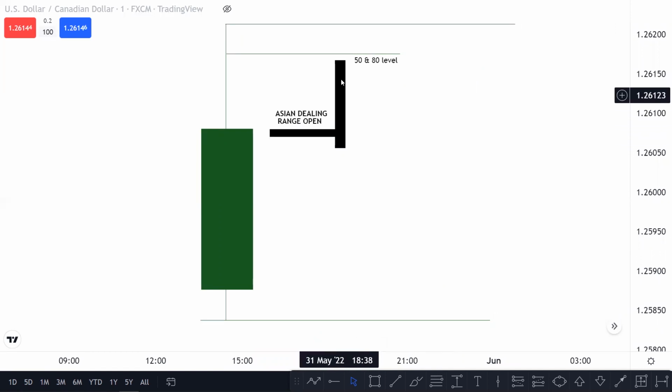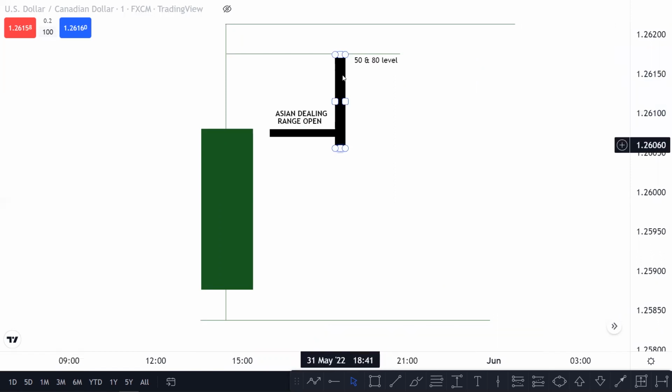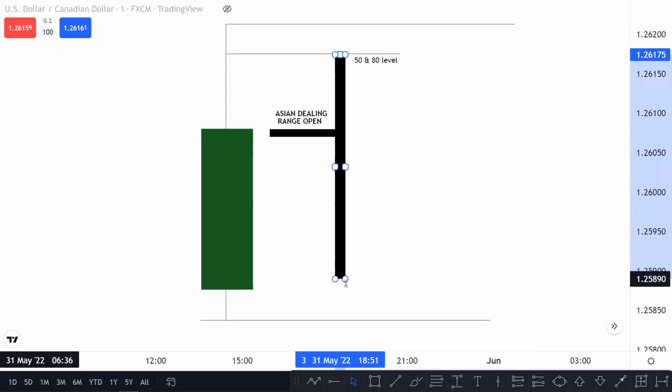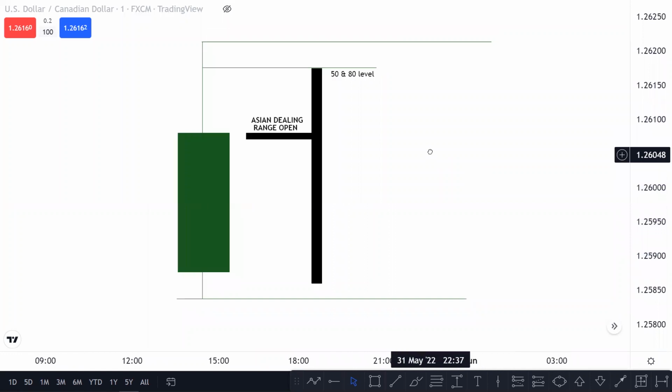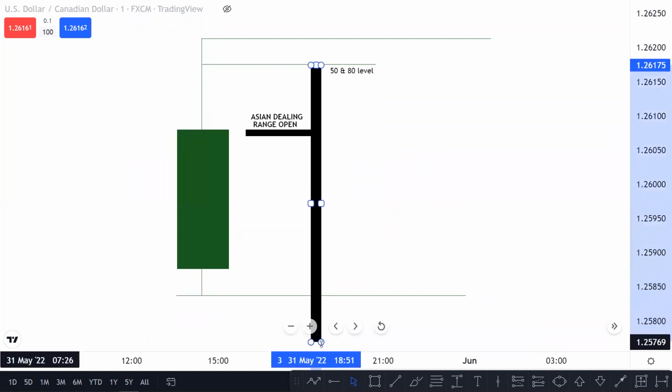I am looking for only two levels. If price rallies first, I'll look for one of these two levels to stop price. Price hits one of those levels, and then it drops. This is what it does. Takes this low.